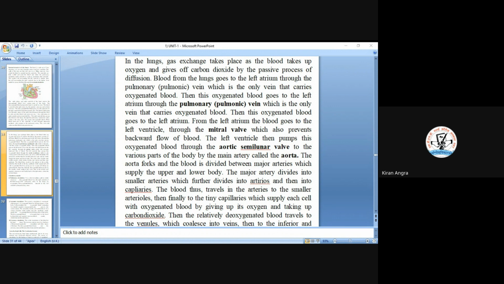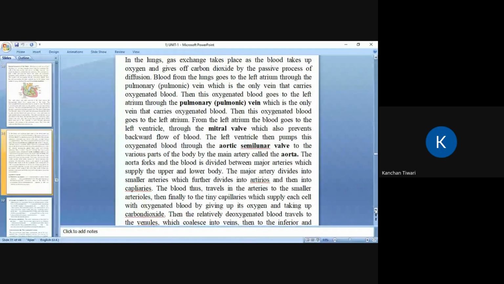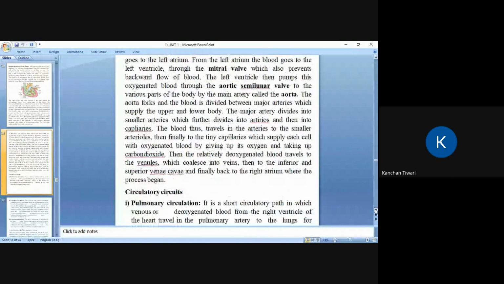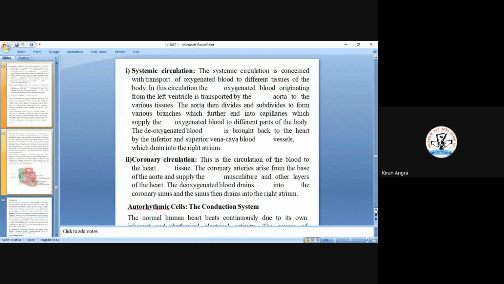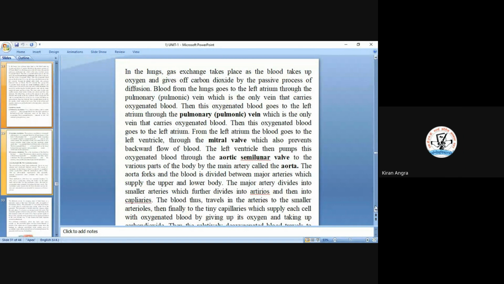So there are two circulatory circuits you must have understood. One is the pulmonary circulation, another is systemic. Pulmonary circulation is a short circulatory path in which deoxygenated blood from the right ventricle of the heart travels through the pulmonary artery to the lungs for oxygenation. Oxygenated blood returns to the left atrium by the pulmonary vein. So this is called pulmonary circulation.